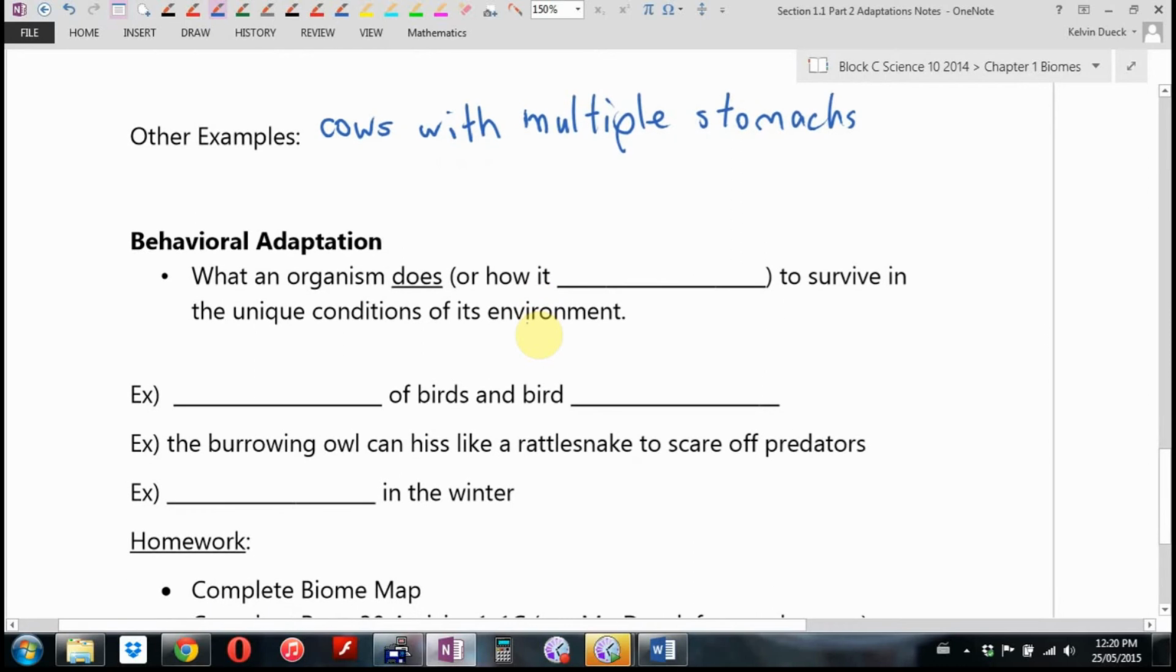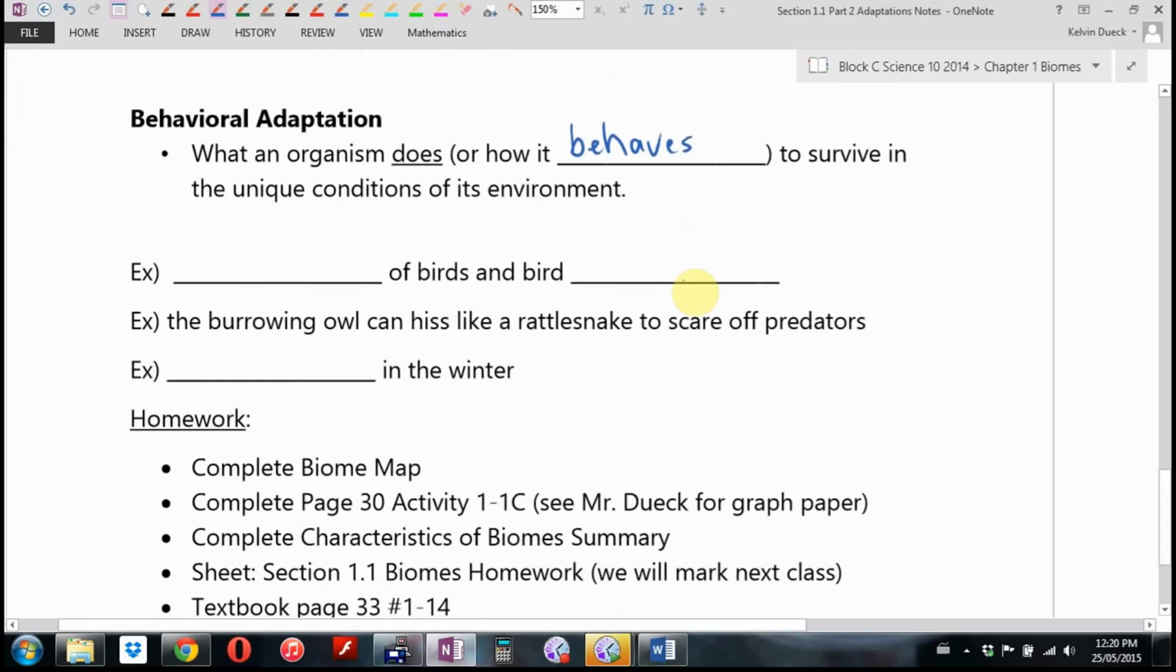There's also behavioral adaptations, and Sage, this is your segue actually. This is what an organism does, or how it behaves, in order to survive in the unique conditions of its environment. A great example is migration. That's a behavioral change, right? It didn't grow something different inside. It hasn't evolved a different set of wings. No, it's moving.